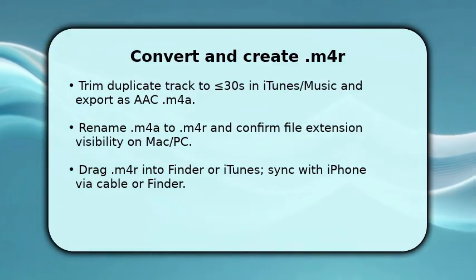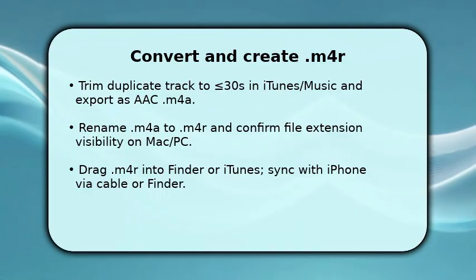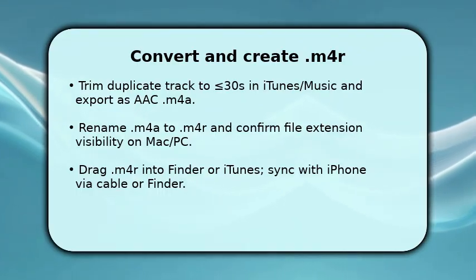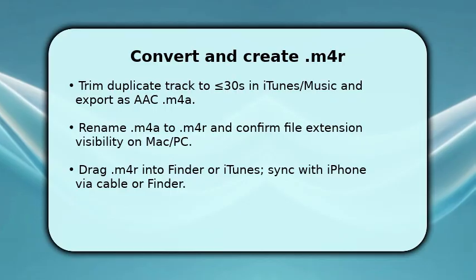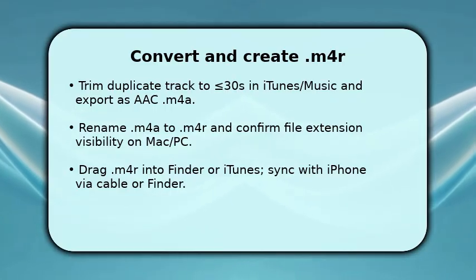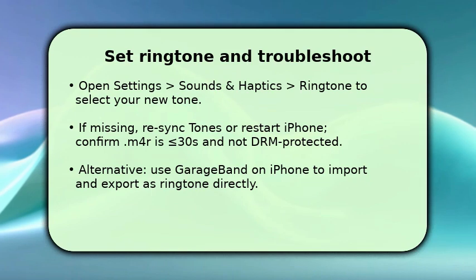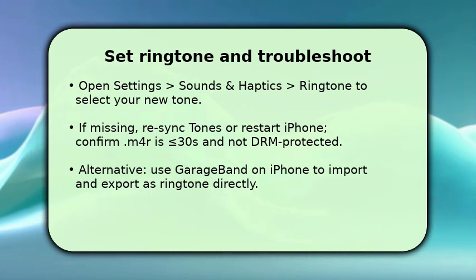Then connect your iPhone, drag the M4R into the device's tones section in Finder or iTunes, and sync. This places the ringtone on your phone. Finally, on your iPhone, go to Settings, Sounds and Haptics, then Ringtone and pick the new tone you synced.